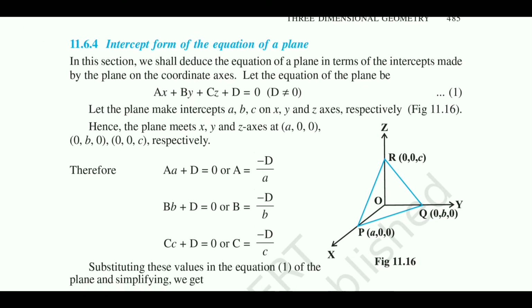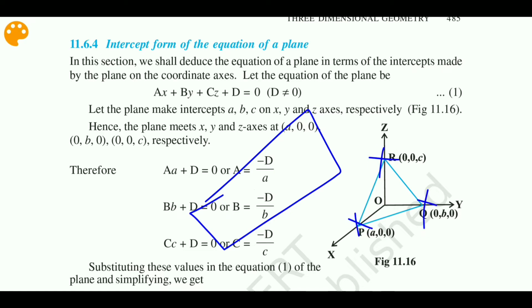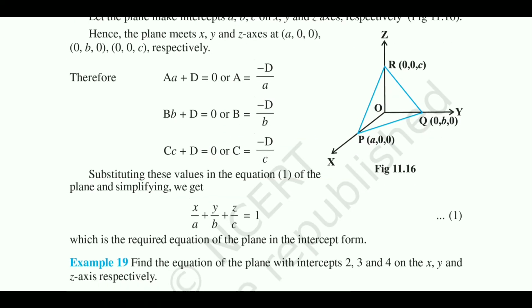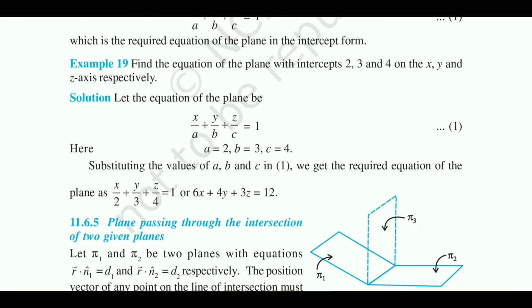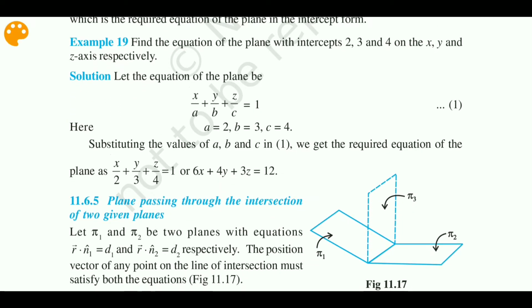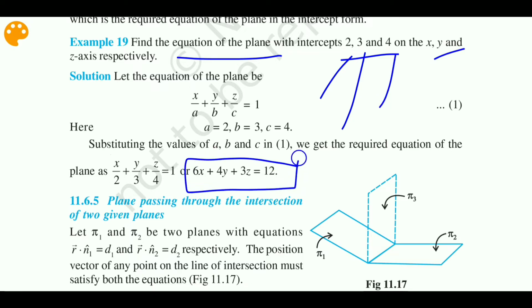Now, the intercept form of a plane. In this intercept form, there is a plane which has intercept a on the x-axis, b on the y-axis, and c on the z-axis. Then you get the equation of the plane in intercept form, that is x/a + y/b + z/c = 1. It's simple. We have to find the equation of a plane with intercepts 2, 3, 4 on x, y, z respectively. So x/2 + y/3 + z/4 = 1 gives us the equation of the plane.